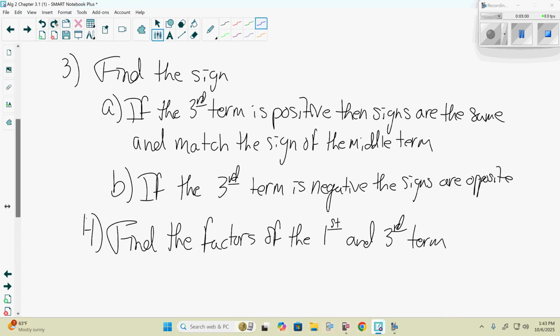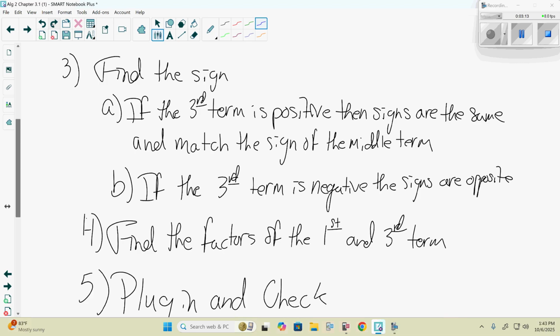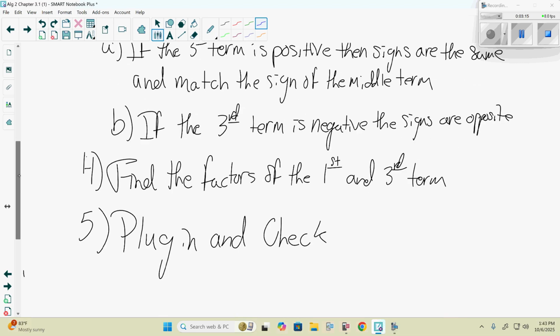Now that brings us to step number 4. Step number 4 is to find the factors of the first and third terms. And lastly, step number 5, plug in those factors of the first and third terms and check and make sure we have the correct setup. And to check the setup, all we're doing is multiplying it back through, seeing, do we get back to where we started?